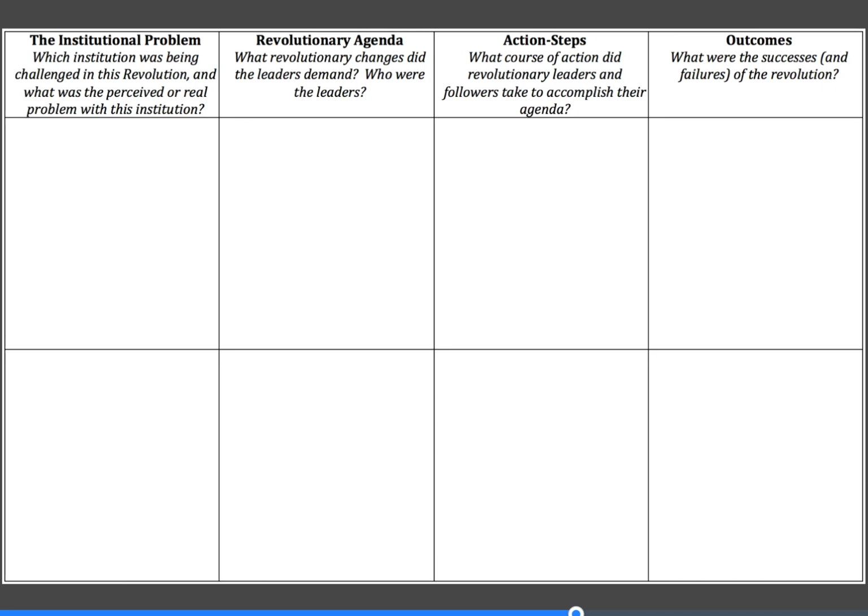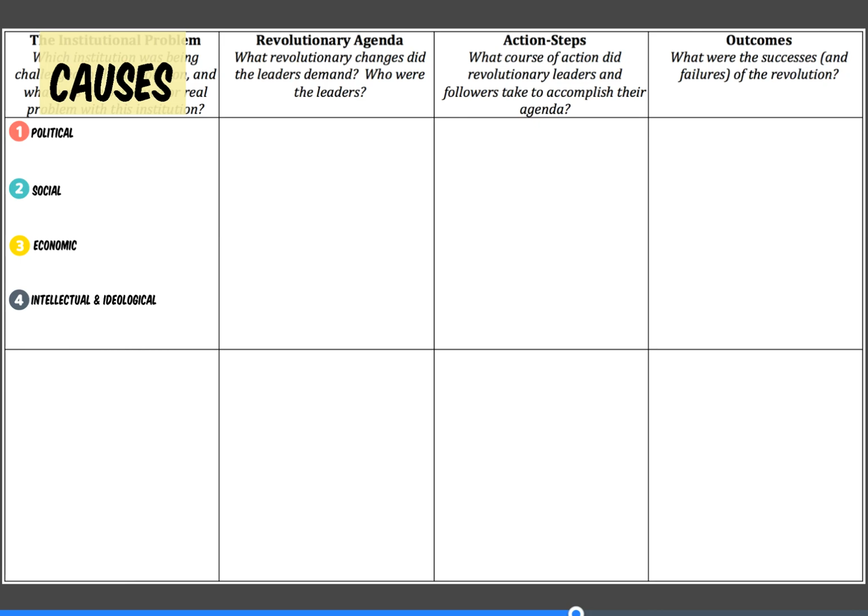Okay, so we're going to start with looking at that first column, the institutional problem. So your question is, which institution was being challenged in this revolution, and what were the perceived or real problems with this institution? In other words, we're looking at the causes of the French Revolution and the Russian Revolution. And both of them have essentially four causes: a political, social, economic, and intellectual or ideological cause. So you can go ahead and label those two boxes in that row, but leave some space to take a little bit of notes on each one.